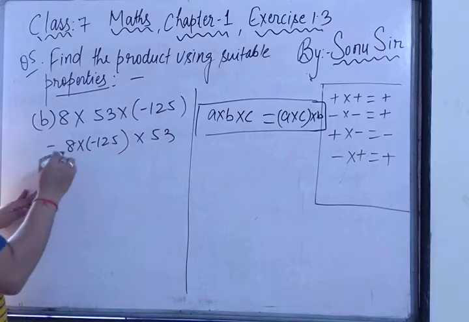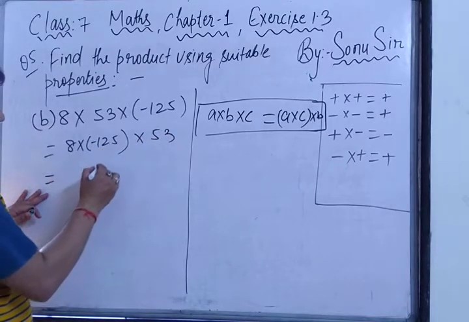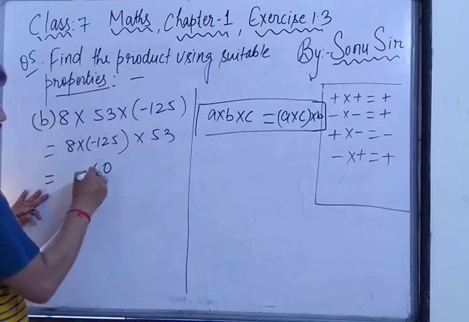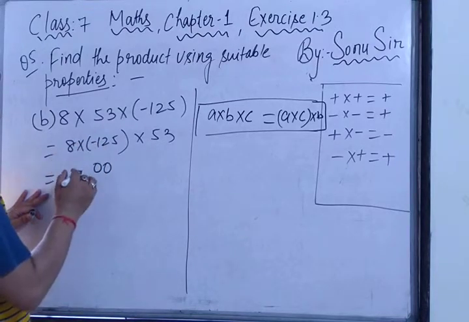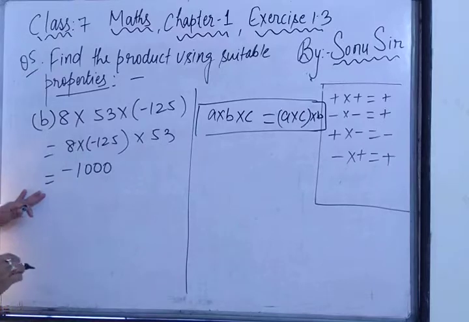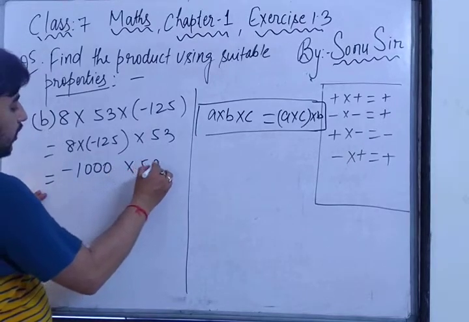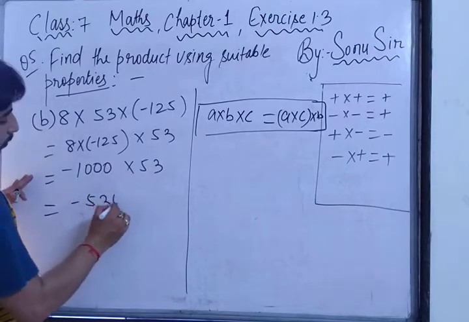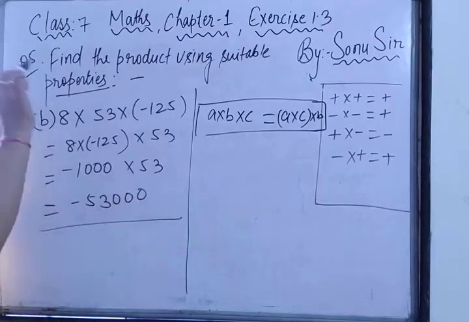What will happen? 8 5s are 40, 4 carry, 8 2s are 16 plus 4, 20, 2 carry, 8 1s are 8 and 2, 10. So see, minus 1000 into 53. If we multiply minus 1000 into 53, then minus 53,000 will be the answer.